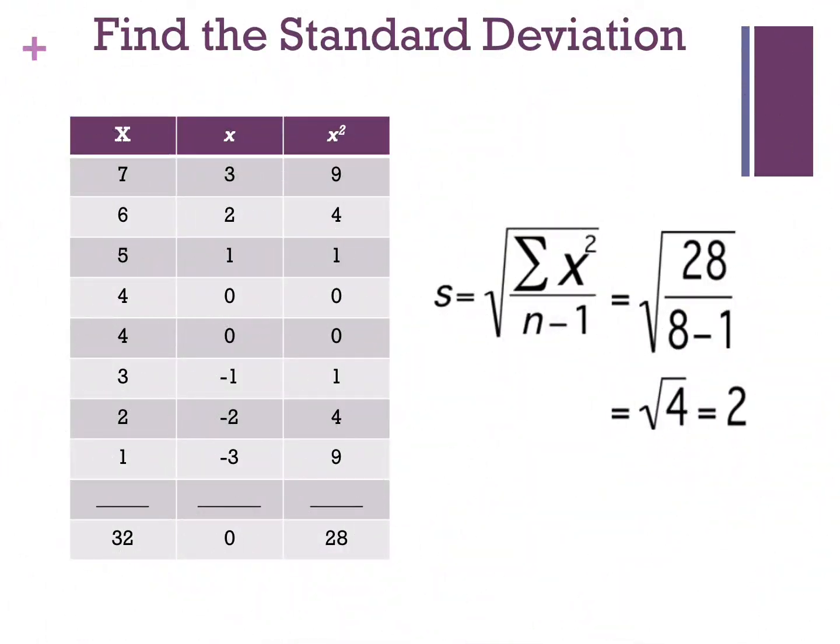Here are the computations for the little data set we've been working with. And so we see that standard deviation equals the square root of sigma x squared. The x here is the deviation scores. Divide that by n minus 1. Plug in the numbers. We have the square root of 28 divided by 8 minus 1. Do the algebra. We have the square root of 4, and of course that is 2. So how do we make use of the information that the standard deviation is 2?